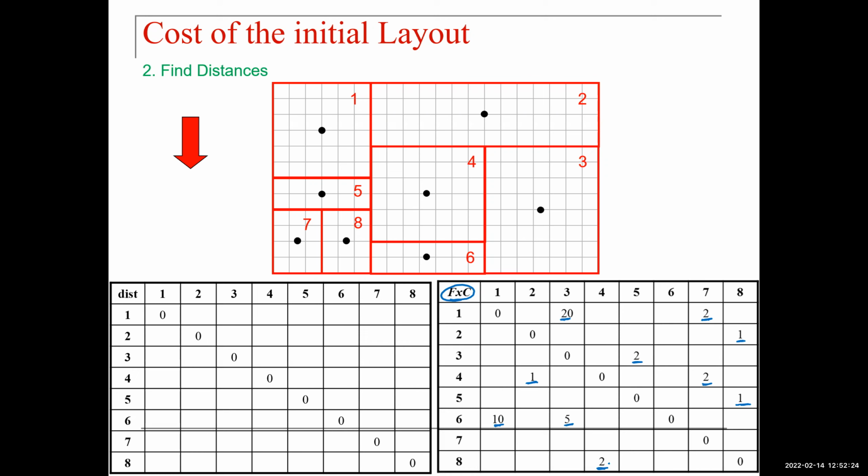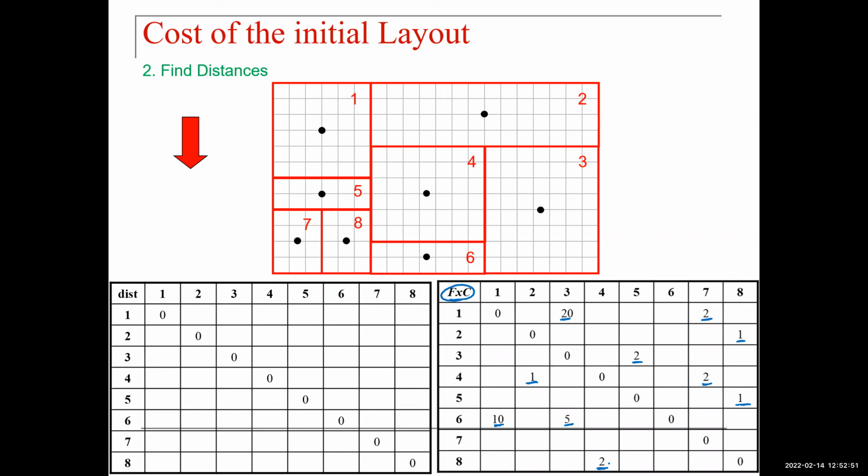So if we are going to find the distances, we have 2 options. We can find the distances for every possible combination. Let's say 1, 2, 1, 3, 1, 4, 1, 5, 1, 6, up to 8. 2, 3, 2, 4, 2, and so on. Or we can focus on those departments that have an existing flow. That will save you some time. It will make things easier too.